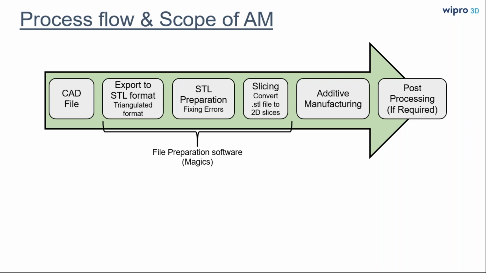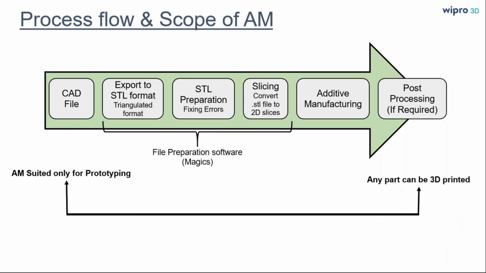And oftentimes you do need to carry out some post-processing if required. Originally, these three stages, exporting of STL formats, STL preparation, and slicing, used to need different software to take care of these three functions. But now, a separate file preparation software has been developed to cater to these three steps. So, the process has been reduced to basically just 3 steps. When you have the CAD file, you put it in the file preparation software, and it's ready for 3D printing.